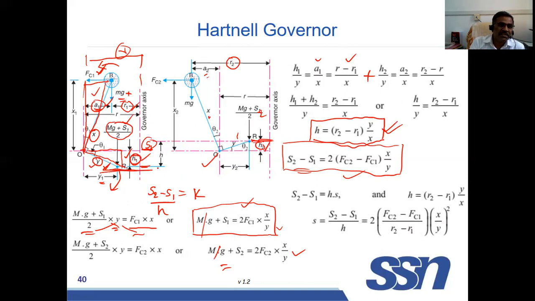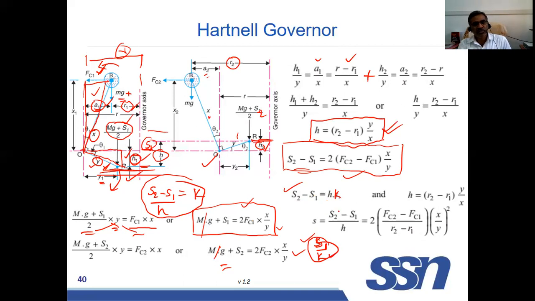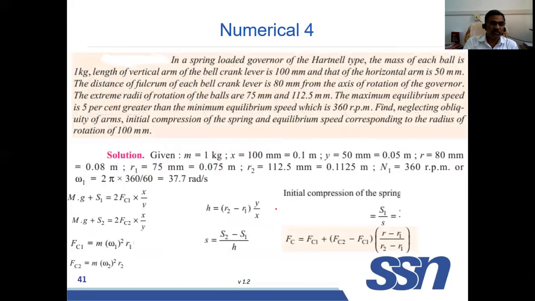Here, the initial force is S1 and the final force is S2, so the force is S2 minus S1. What is this height? That is equal to h. The compression of the spring is h. So (S2 minus S1) divided by h is equal to stiffness. That's what is given here. If you want to find the initial compression of the spring, how much the spring is initially compressed, you take S1 divided by k. S1 is the force at the initial condition divided by stiffness. So these are all the equations. Using these, you will solve one problem.